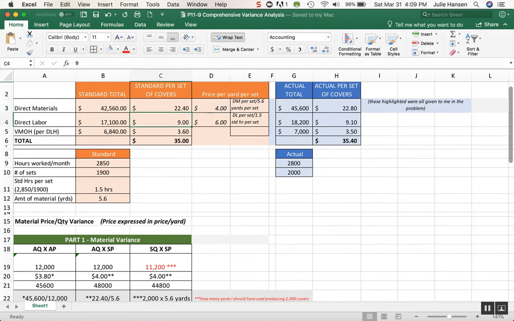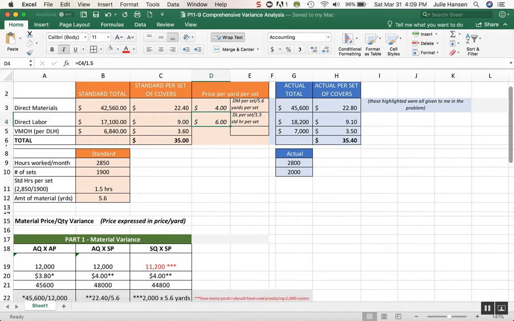Okay, so the same goes with the direct labor. The direct labor is $9 per hour, and each set is going to take 1.5 standard hours, so you divide the 9 by the 1.5 to get that on a, in this case, per hour basis. Okay, so that one is on a per yard and that's on a per hour, so those are going to come in handy in a little while. And then these were just the standards down here, so this is where the standard hours per set comes in, and that's the amount of yards.